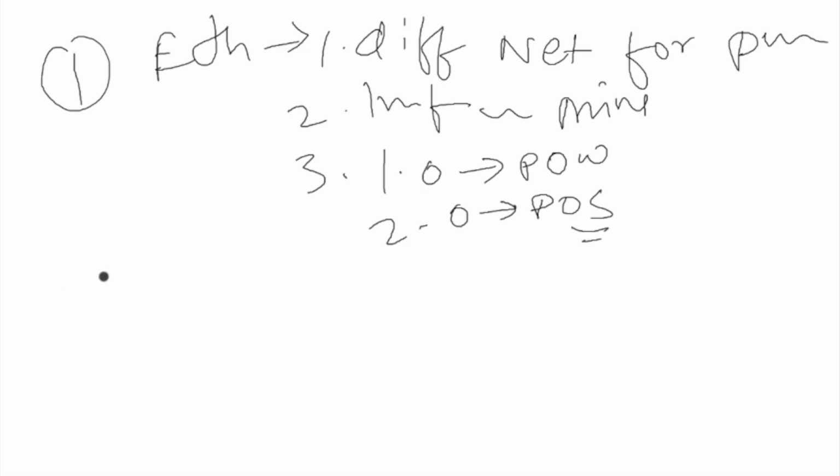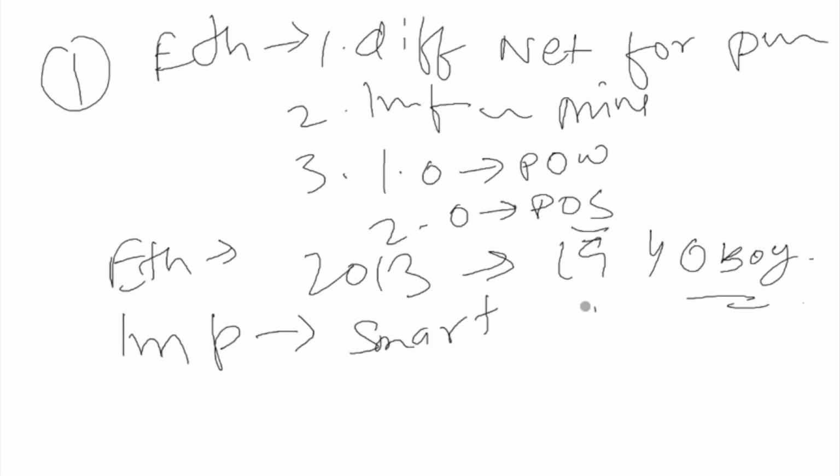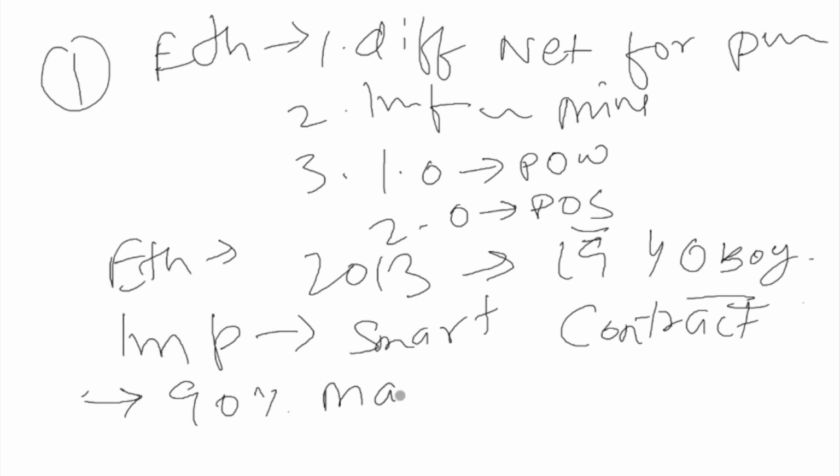Now, the initial idea of Ethereum was developed by Vitalik Buterin in 2013, a 19-year-old boy. What he did was implement the concept of smart contract. And the second point is 90% market covered by Ethereum right now. 90% of the market is covered by Ethereum. So this is the basic of what Ethereum does.